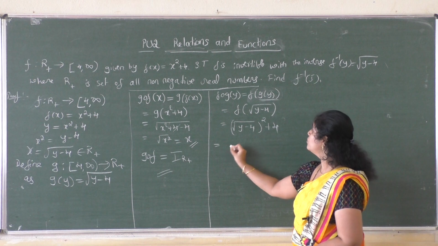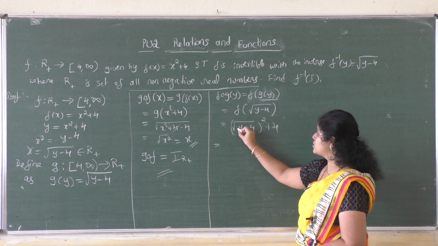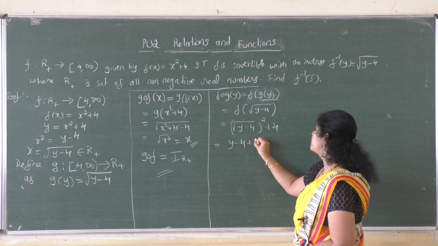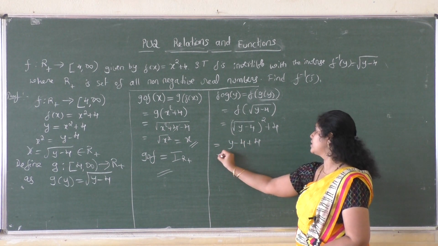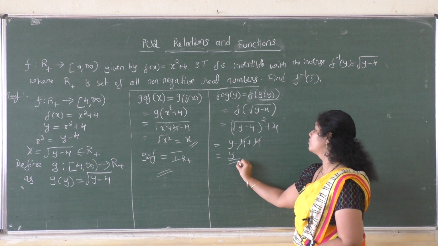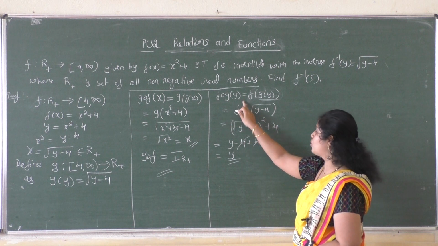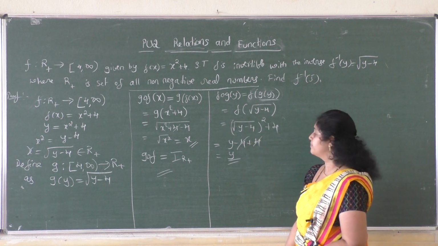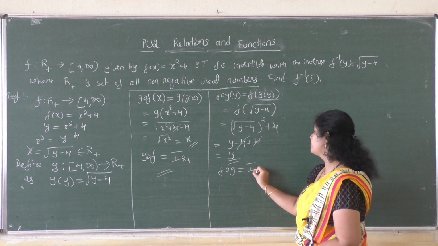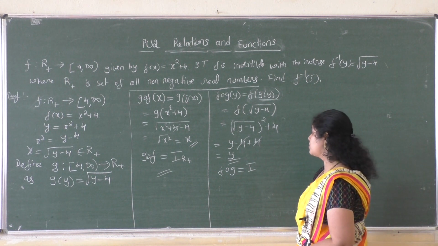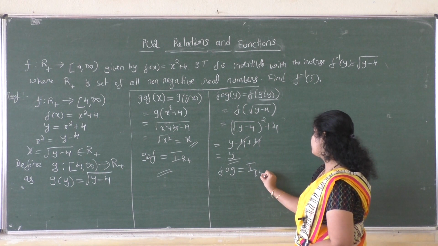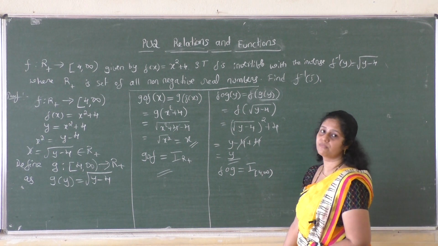Okay, this is equal to square root square. So we can write it as y minus 4 plus 4, which is equal to, plus and minus 4 get cancelled, that is equal to y. So f of g of y, that is equal to y. That means f of g is equal to identity, then domain of g, which is equal to half open interval 4 to infinity.